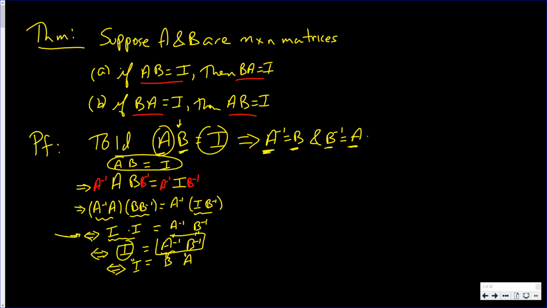Now, does this line imply that line? Well, all I did was write the identity, the first identity, as A inverse times A, and all I did was write the second identity as B times B inverse, and A inverse I didn't change, and I times B inverse is B inverse. So we can go back.